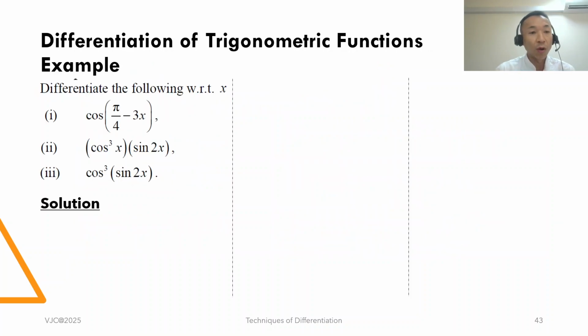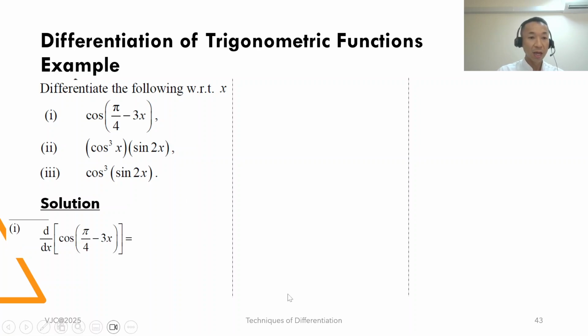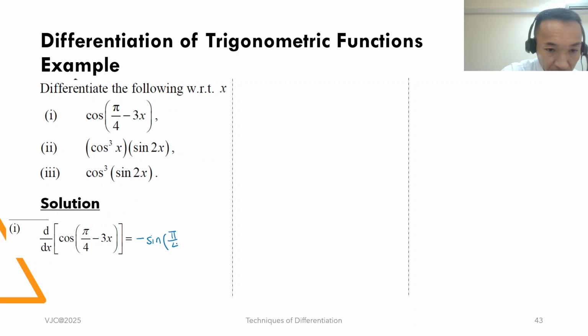What if you are required to differentiate these three? Let's do it bit by bit. Let's look at part 1. Differentiate cosine of pi over 4 minus 3x. So you apply your chain rule. Differentiate cosine, you actually get a negative sign. Then you differentiate the inside, that is your f prime x, which is minus 3. Therefore, the final answer is 3 sine of pi over 4 minus 3x.